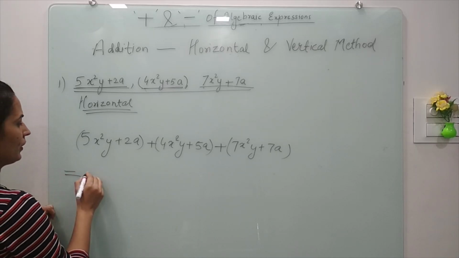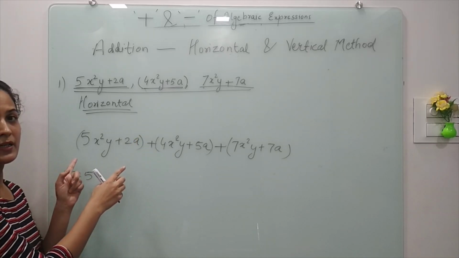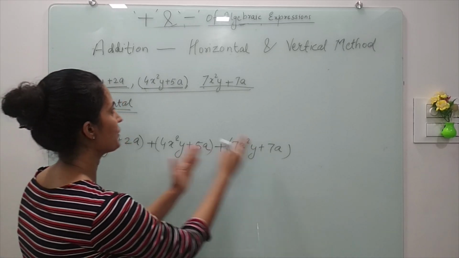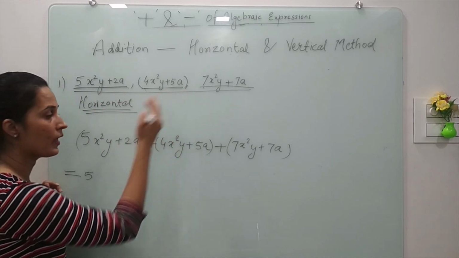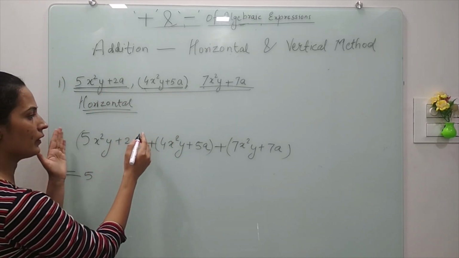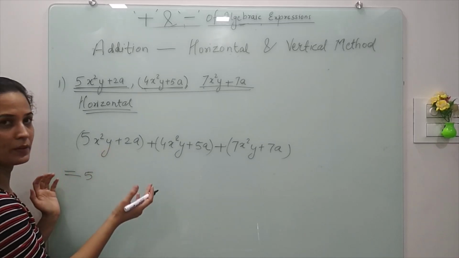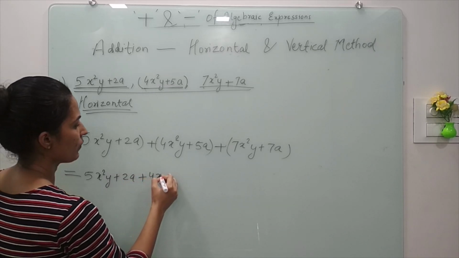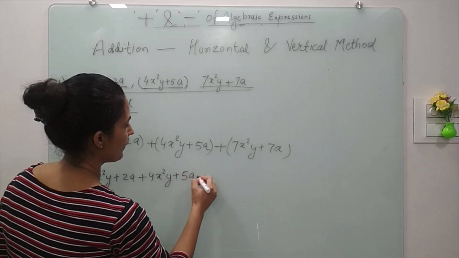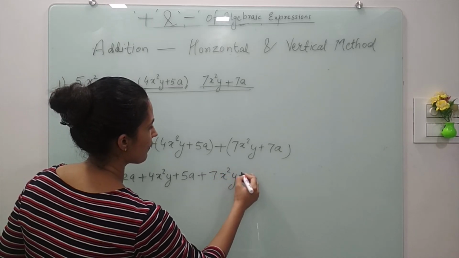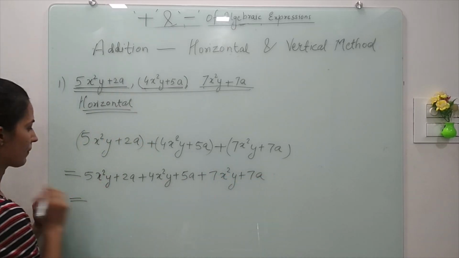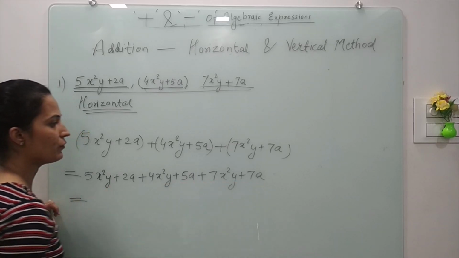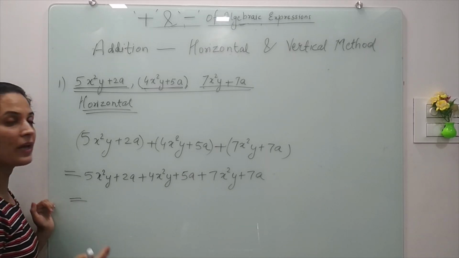So this is equal to, I have put them in brackets for better clarity to you, as these are individual expressions that were given to us in the question. So I have written them first in the brackets. Now let's open the brackets first. This is 5x square y plus 2a plus 4x square y plus 5a plus 7x square y plus 7a. Now as I said, we can only add like terms. So in this complete expression, we have to identify which are the like terms and we have to group them.